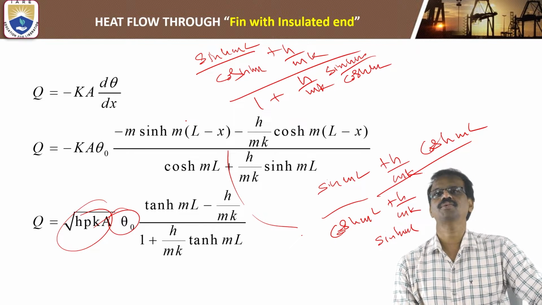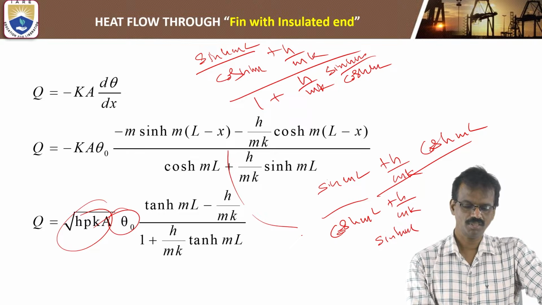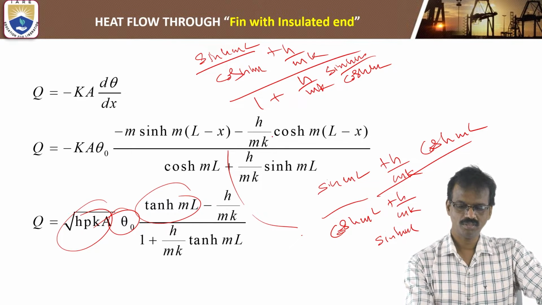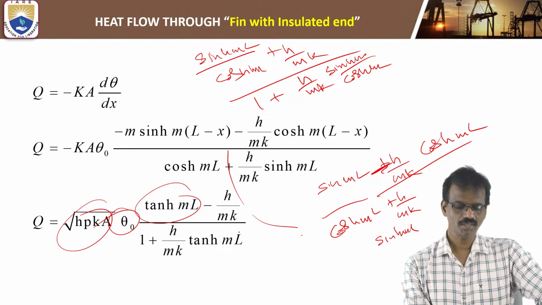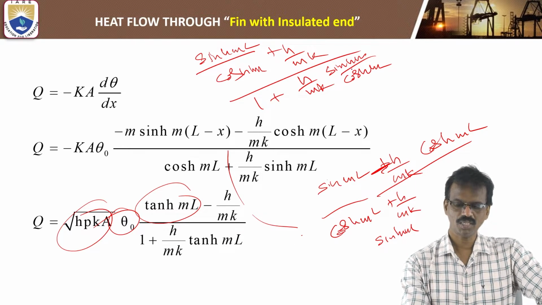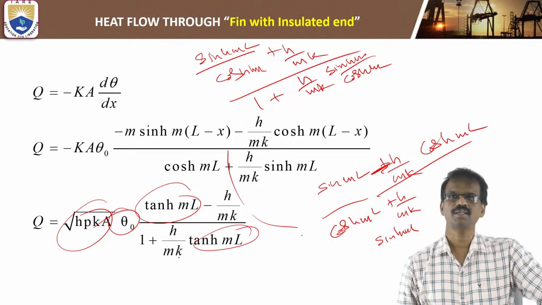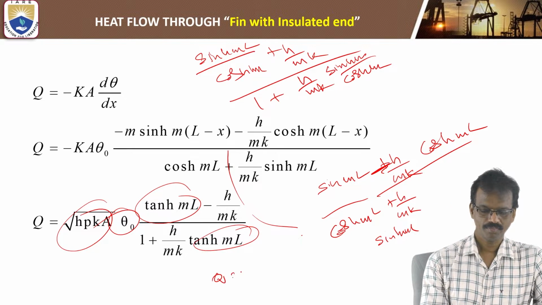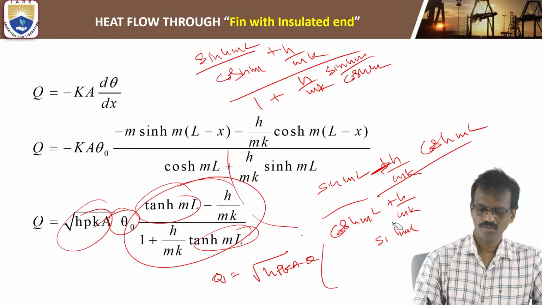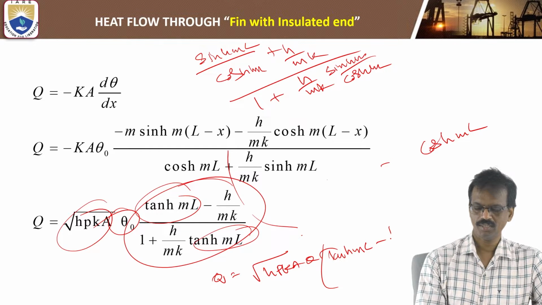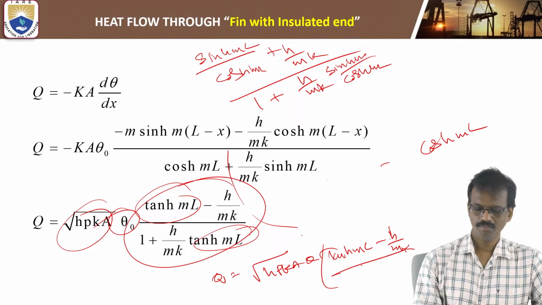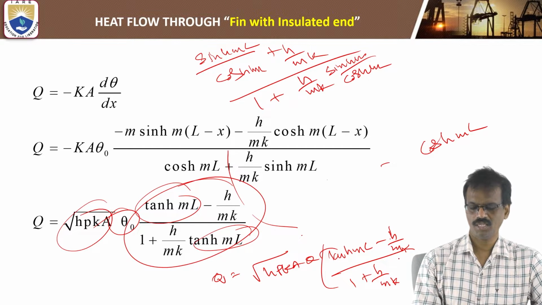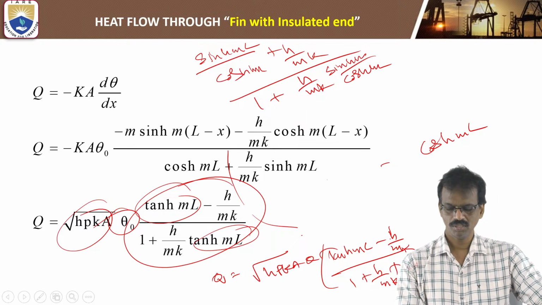So cosh ml will be cancelled. Then sinh ml by cosh ml means tanh ml, minus h by mk, divided by 1 plus h by mk into sinh ml by cosh ml, that is tanh ml. So finally we got this formula: theta is equal to the square root of hPkA into theta naught into the total term, tanh ml minus h by mk, by 1 plus h by mk into tanh ml. So this is the formula.